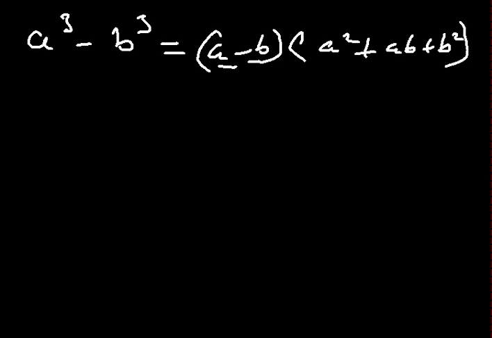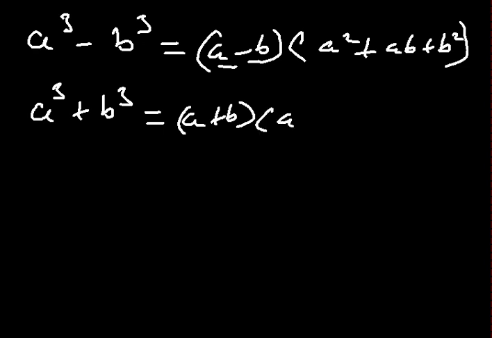And how about the sum of two cubes? Let's say for instance we have a to the power 3 plus b to the power 3. How do you factorize this expression? In this case we have it as a plus b times a squared minus ab plus b squared. So that's the principle behind the difference of two cubes as well as the sum of two cubes. So keep that in mind.